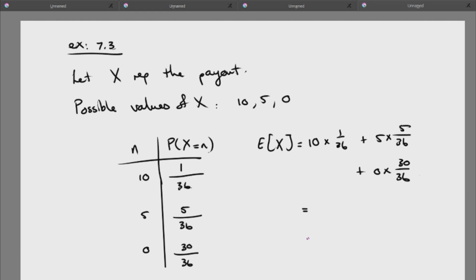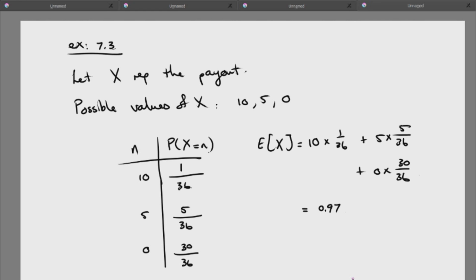You don't have to actually calculate the zero part, right? 35 over 36. Decimal. 0.9722. 0.97-ish. What does that mean? That should tell me something. The whole point of this is that it conveys some information about how this game behaves.